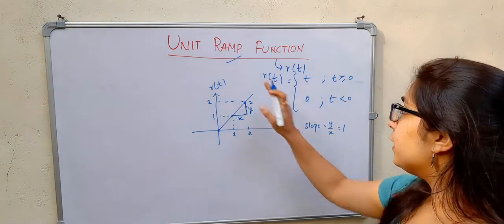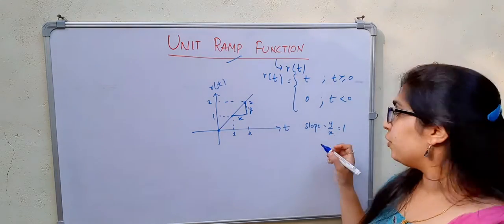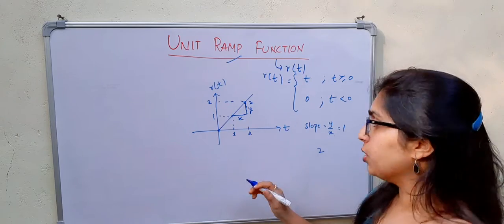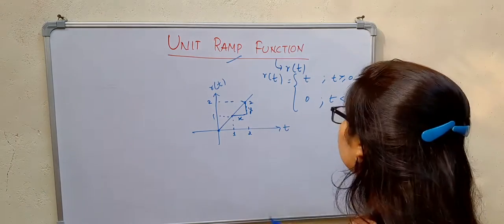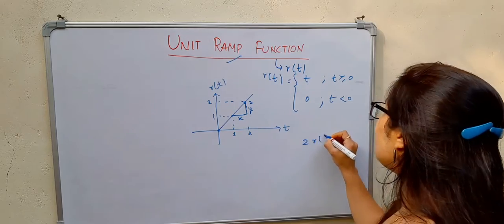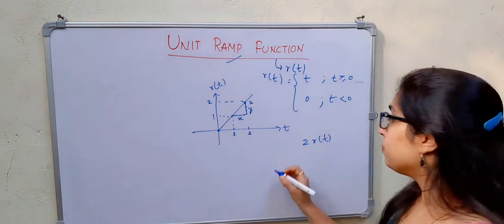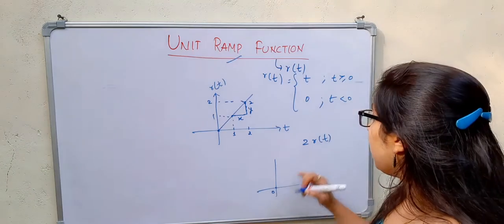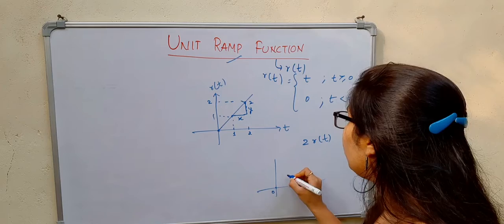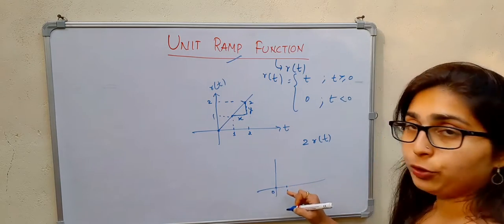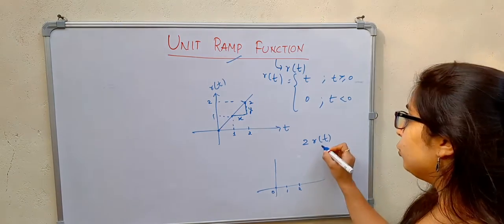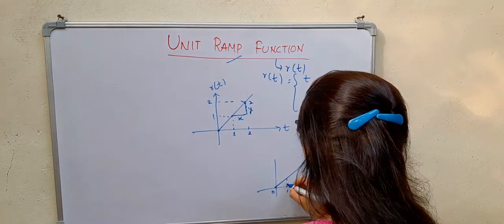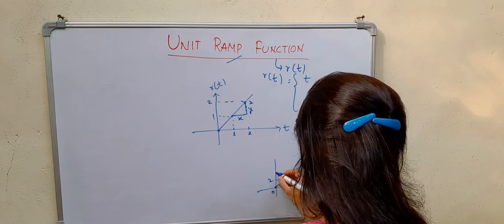Okay, if it had a slope greater than this, like if it had slope 2, then it will not be a unit ramp function, but it's a ramp function. So let us consider 2r of t now. In this case, at 0, we will have 0 itself. At t equal to 1, we will have the value 2. Now, at t equal to 2, we will have 2 into 2, that is 4. So this will be 2, this will be 4.